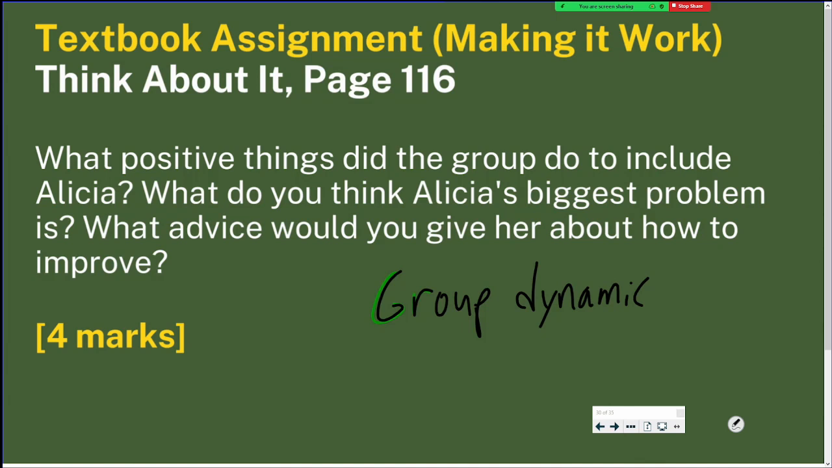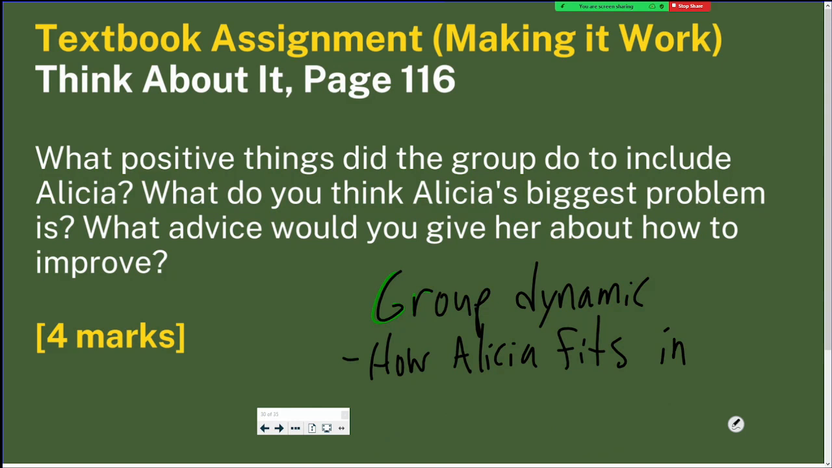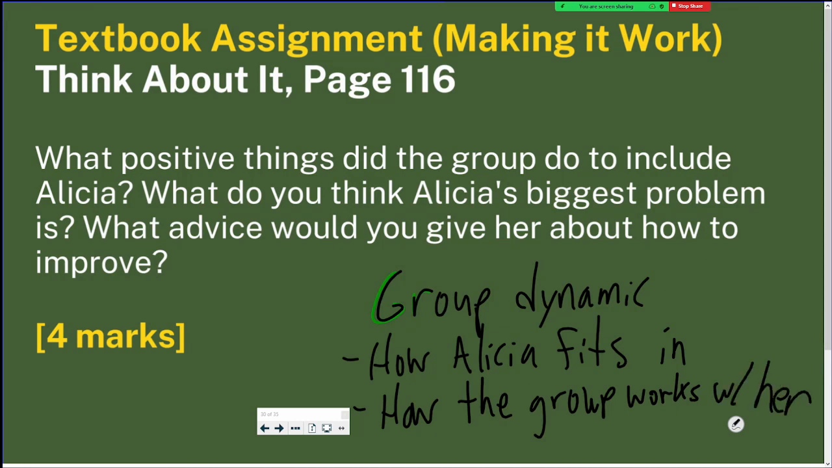So we're talking about how Alicia fits in, and how the group works with her. Right? So just give that assignment another read and just think about it, right?